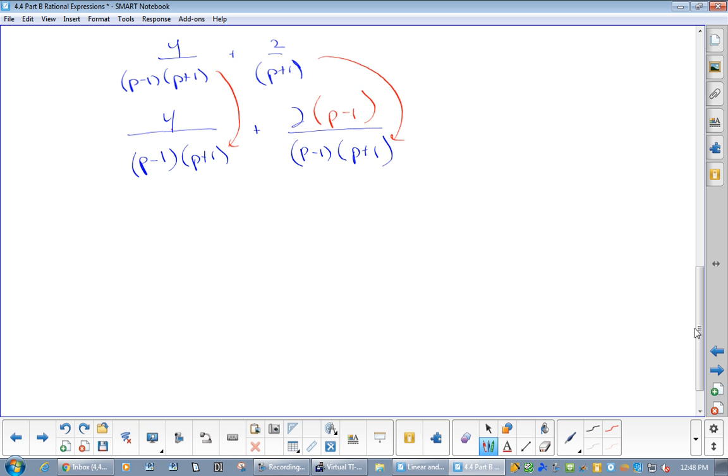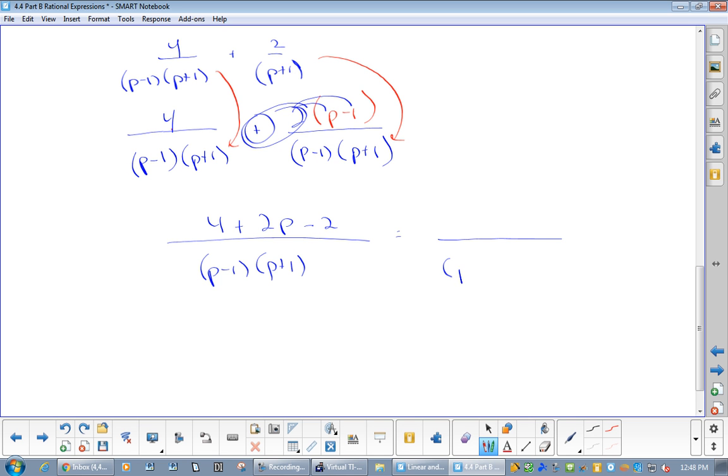Now, it's really nice with the plus sign here, because you can just go for putting it all over the common denominator, and it's going to be 4 plus. Now there's a positive 2 there, so that gets multiplied to both of those: 2p minus 2. Okay. Now, up top I have a 2p, and 4 minus 2 is 2.